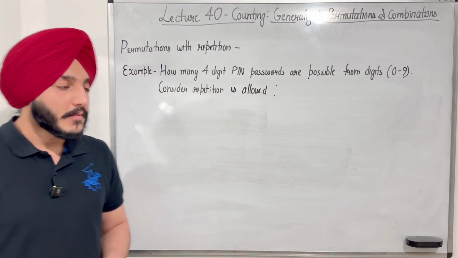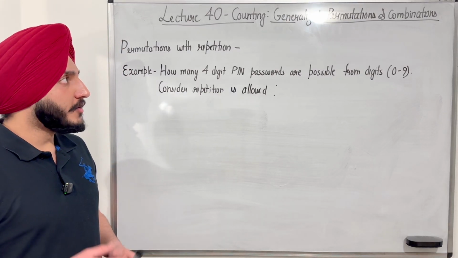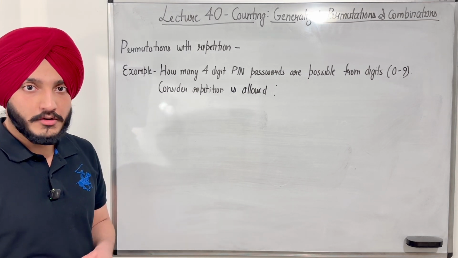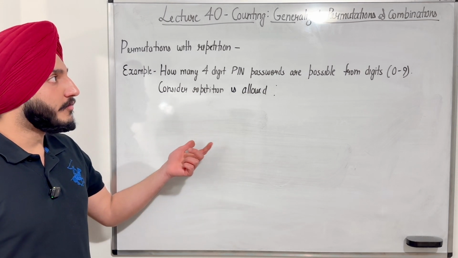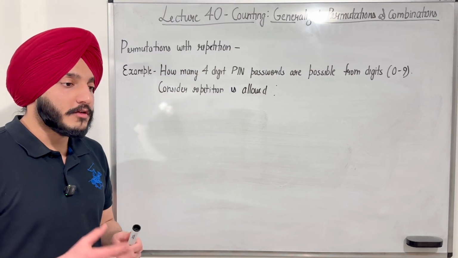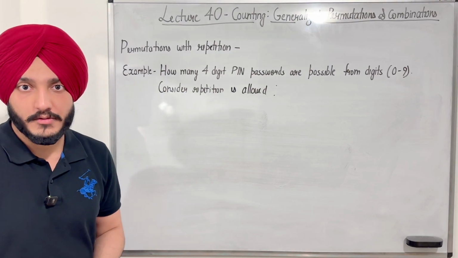Okay, so we're going to understand two things. First, we're going to understand two different formulas for permutation. And the main topic of this lecture would be understanding permutations with repetitions. And it would also be understanding combinations with repetitions, right?